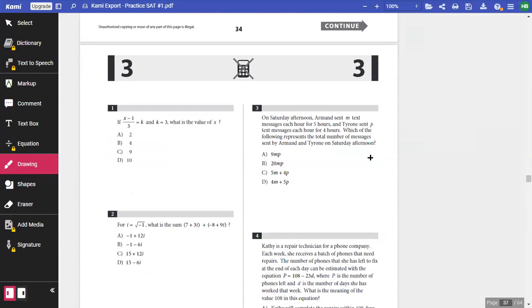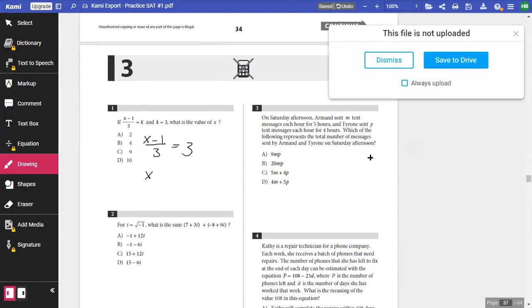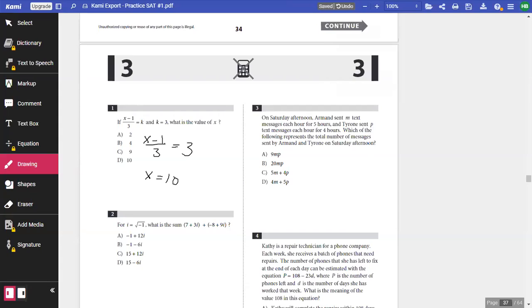So the first one tells us k is 3 and we need to solve for x. Let's go ahead and do that. We multiply by 3, add 1, we get 10 for x. Then in question 2, we're adding imaginary numbers by combining like terms. So 7 plus -8 is -1. 3i plus 9i is 12i.